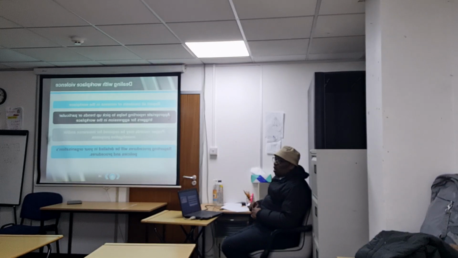How do you deal with workplace violence? Report all incidents of violence in the workplace. Appropriate reporting helps to pick up the trends or particular triggers for aggression in the workplace. Proper records may be required for insurance and/or investigative purposes. Reporting procedures will be detailed in your organization policies and procedures.